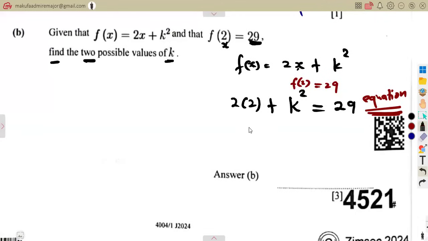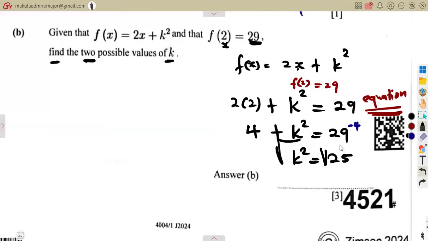So let's solve. That will be 4 plus k squared is equal to 29. Transpose this to the other side, that becomes a minus. It was a positive there. So k squared is equal to 25. Introduce the square root to remove the square. So k, the square root of any number, plus or minus. So that's plus or minus 5. That's why they're saying two possible values. They know that our k from the square root is going to be a plus or a minus.